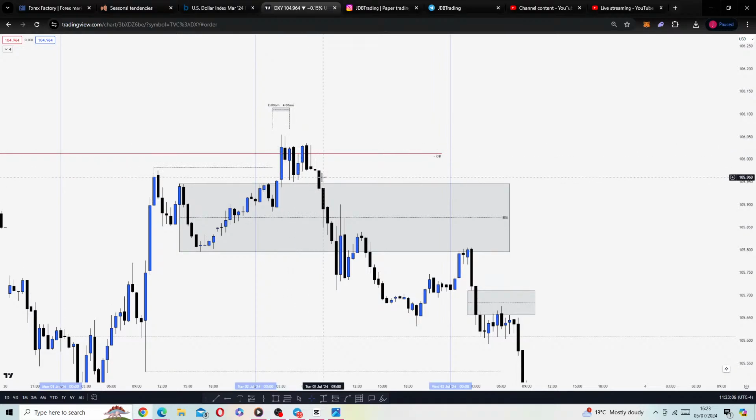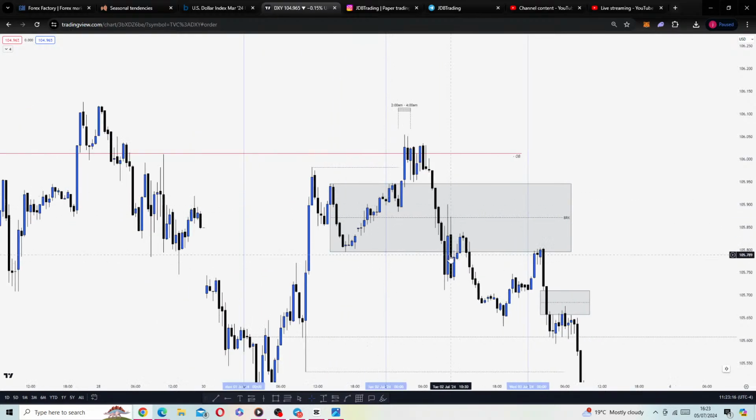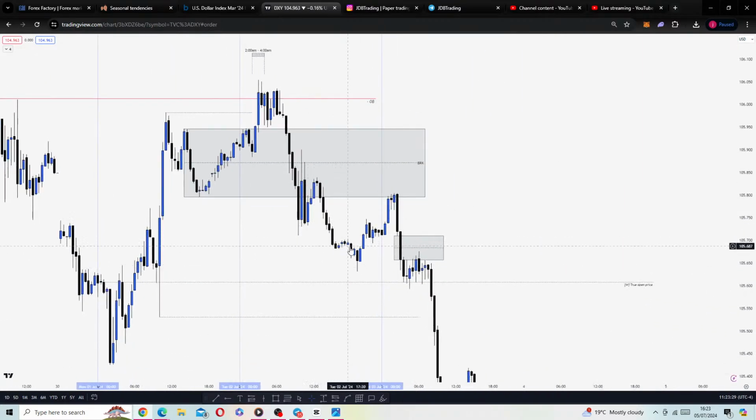New York opens at 7 till 9. We go ahead and expand lower into London close. Then we just consolidate. We break structure, come back and test the midpoint of this breaker, react off the breaker at London close, and we head lower for the day. And that's my trading day done.